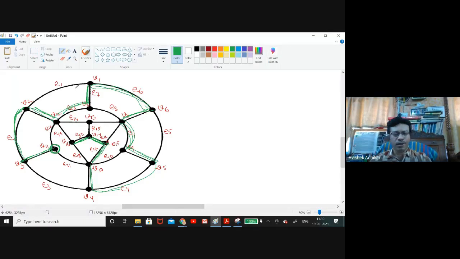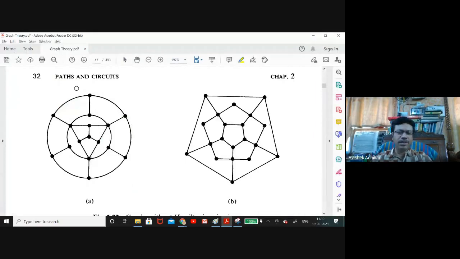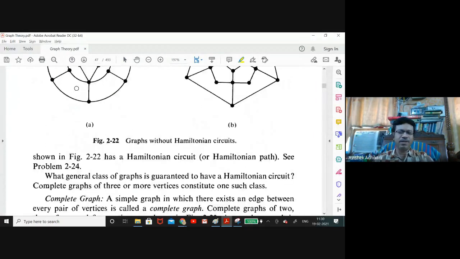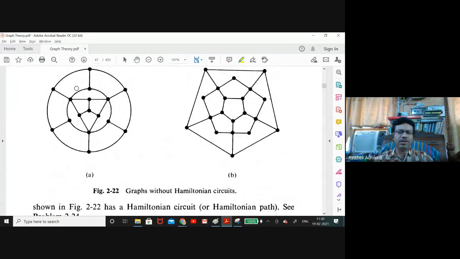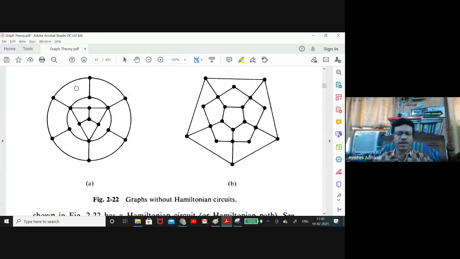Anyway, you can always try, but it says that it does not have any Hamiltonian circuit. As you understand, if it does not have any Hamiltonian circuit, then it certainly will not have a Hamiltonian path, because if you remove any one edge from a Hamiltonian circuit, you end up with a Hamiltonian path. So according to this book, it does not have any Hamiltonian circuit or path. Similarly, see graphs without Hamiltonian circuit. Here also this graph will not have a Hamiltonian path.